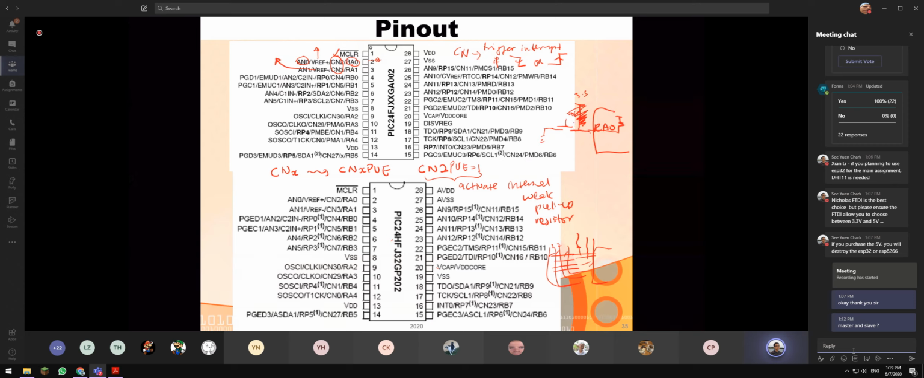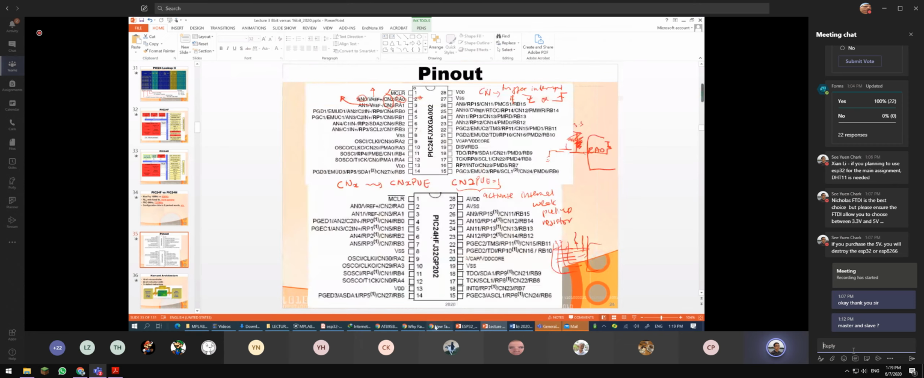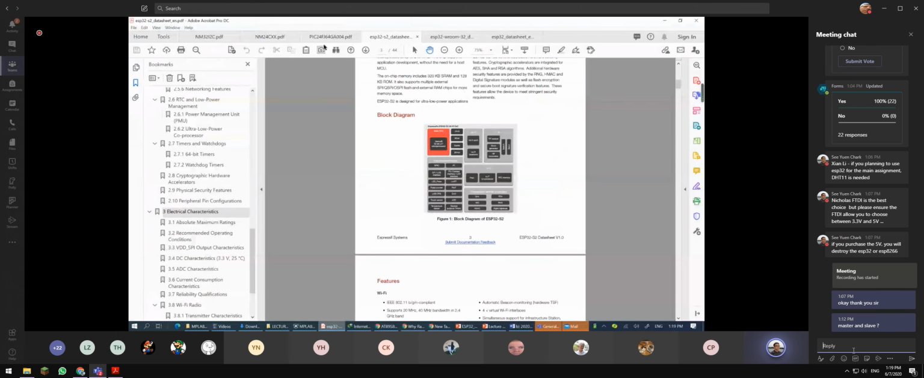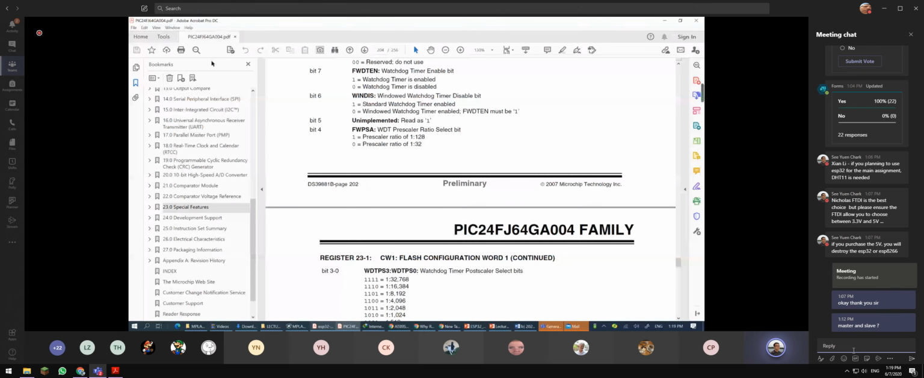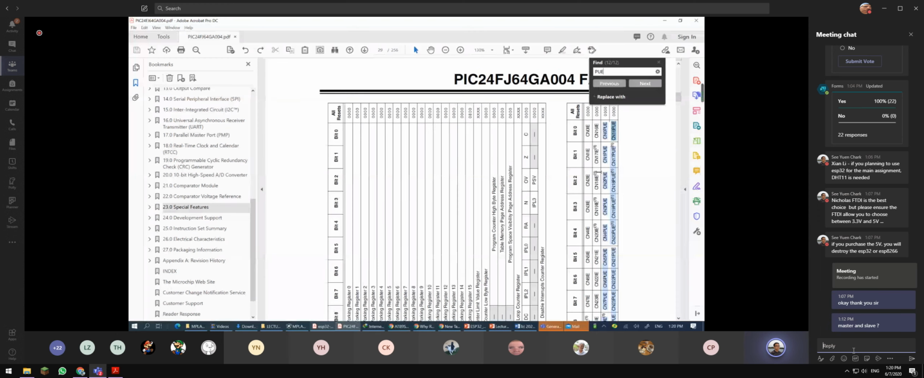Other microcontrollers also don't have it. You have something called an internal weak pull-up resistor. So please be reminded, only for PIC24. So where is this pin? Keep this. You can always come back to the data sheet and find whether it exists or not. CNPUE or PUE. Okay, it's here.